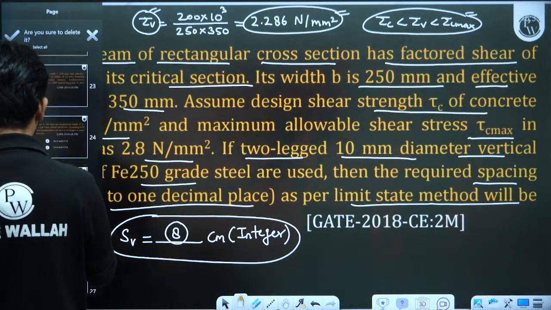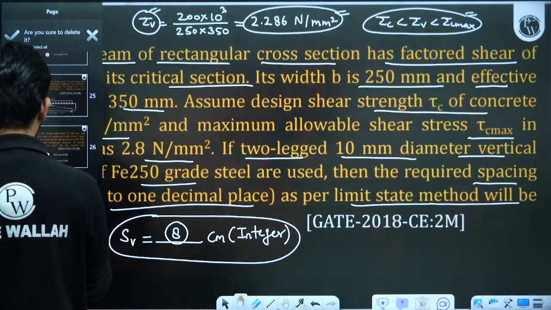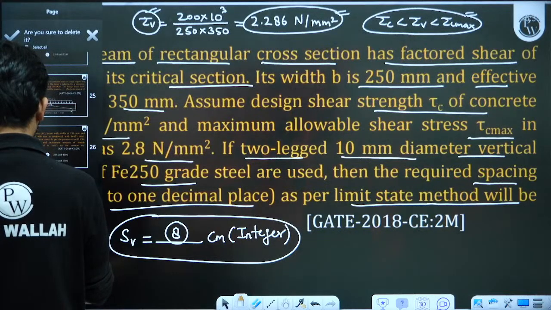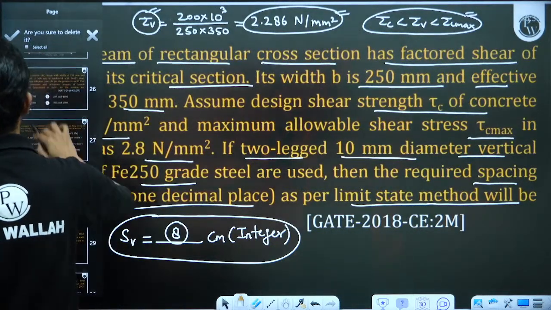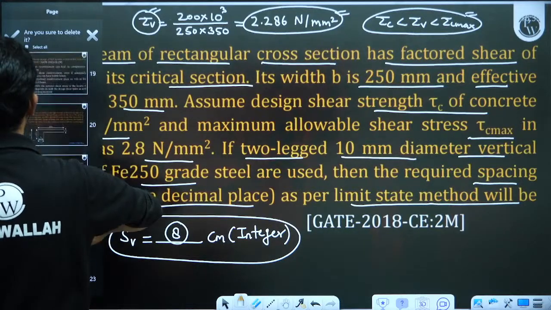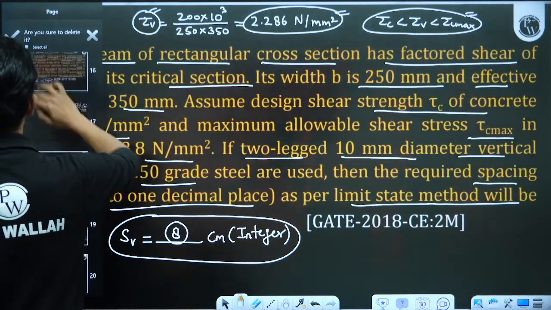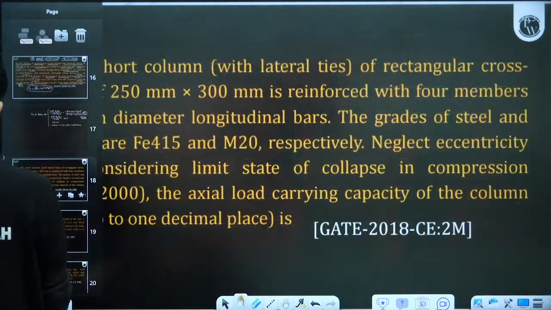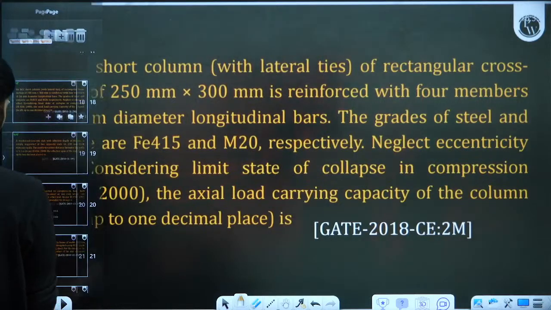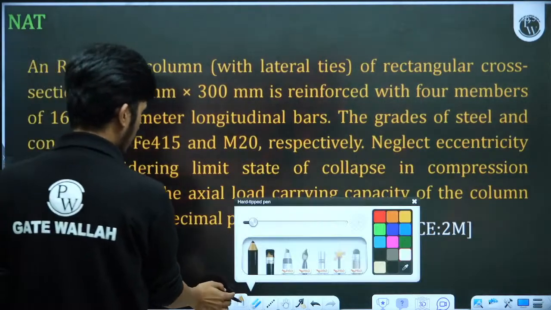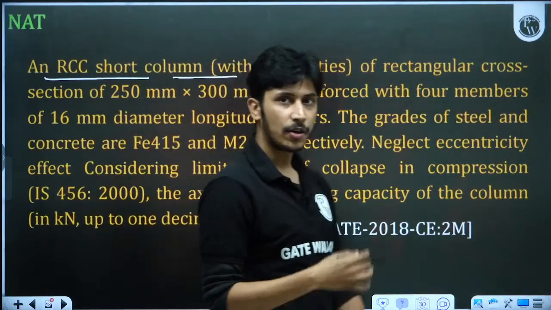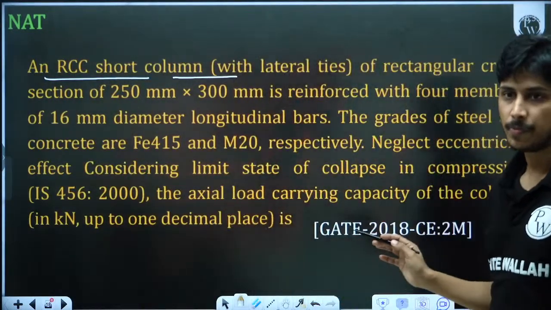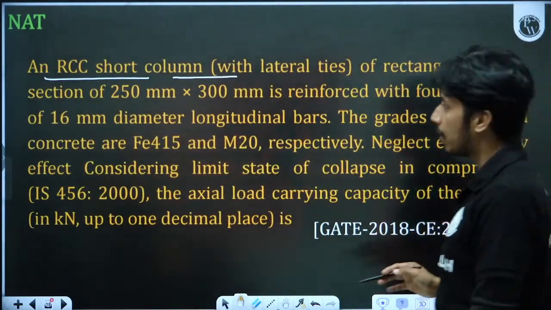Let us do some questions of the column also. So where are the column questions? Yes, there is one question of the column. I have seen one question of the column here. Let us do this question. So here it is asking, GATE 2018, 2 marks, RCC short column. So now we are concentrating continuously on the 2 marks questions, because presently we were concentrating on 1 mark. Now we are concentrating on 2 marks.